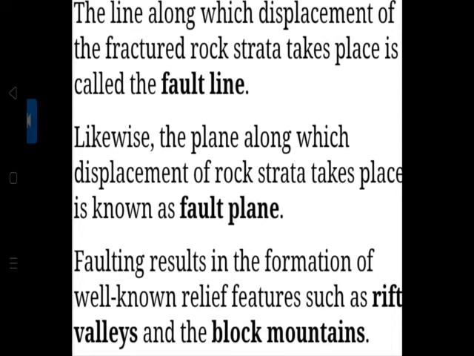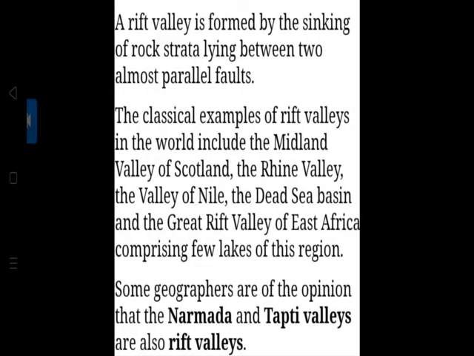Now, with faulting, what happens? There are two more formations, or relief features, which take place. That's the rift valleys and block mountains. You all have done this in your previous classes. So you all have to understand what comes under the folding category and faulting category. So faulting results in the formation of well-known relief features such as rift valleys and block mountains. Now over here there's a small introduction.